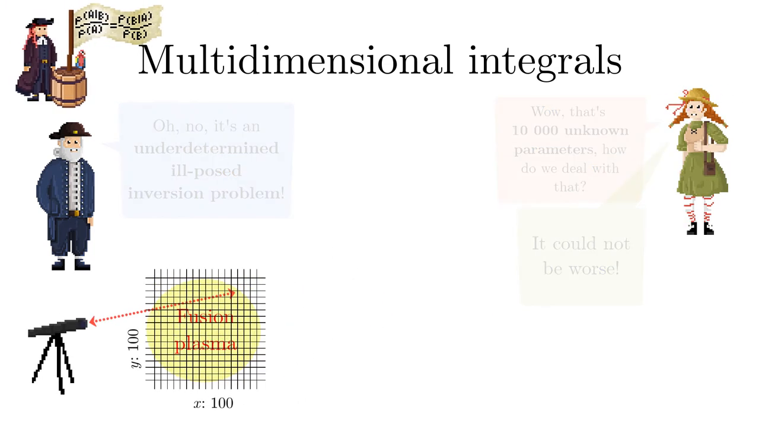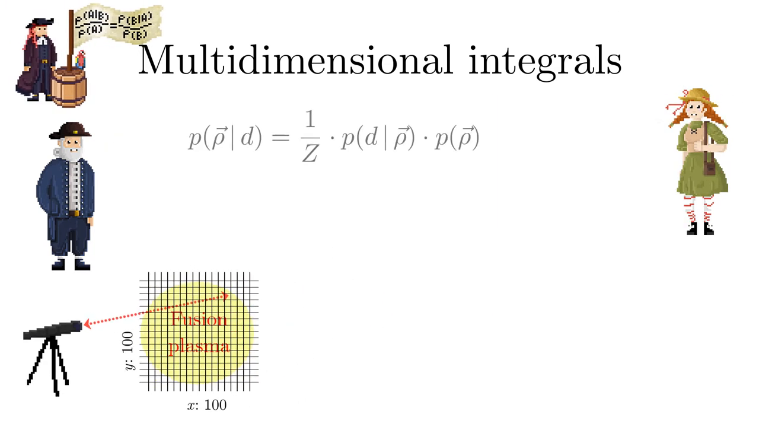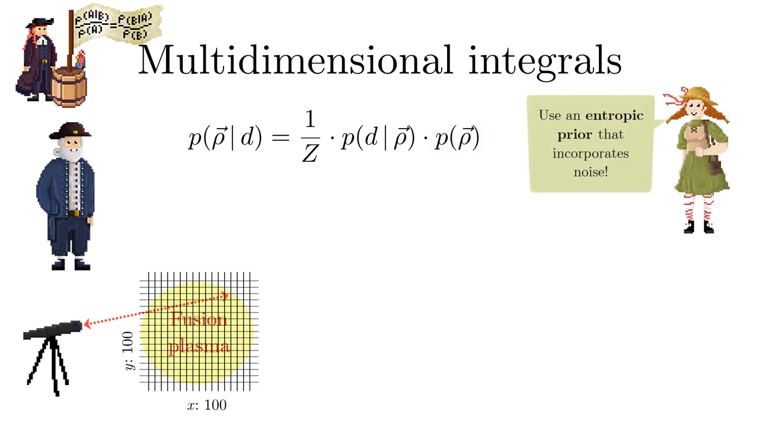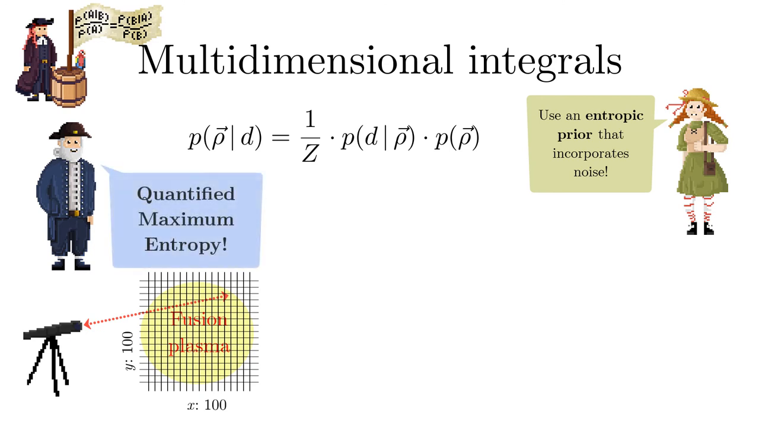Nevertheless, Bayes' theorem allows us to infer the density vector rho corresponding to the values on the grid. Z is, as always, the normalization. Here, as with all underdetermined problems, the prior plays an important role, and a generalized entropic prior is well suited, one that takes into account that the testable information provided by the data is corrupted by noise. This approach is called quantified maximum entropy.